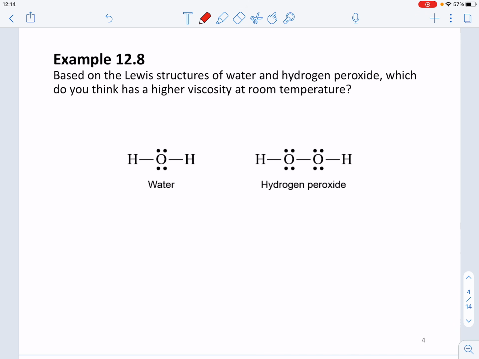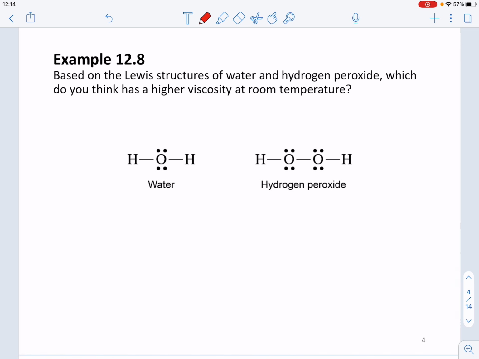So since this is about intermolecular forces, you can predict, based on the structure, what intermolecular forces you can identify in a group of molecules. Then you can predict, okay, this molecule is supposed to have a larger viscosity because it has stronger intermolecular forces. So things to pay attention to here. We have water. We're comparing here water with hydrogen peroxide. They look pretty much the same. They have oxygen, they have hydrogen.